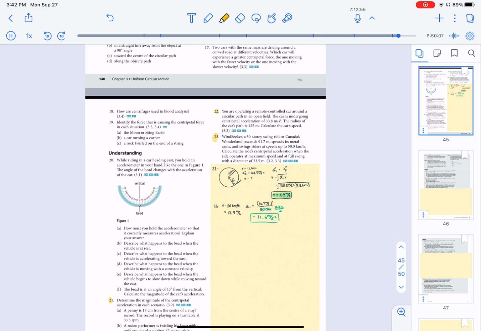So if I flip ahead a slide, which we're not going to do, you can see in this example here the angles are the same, so that makes this question easier than the one we're doing.